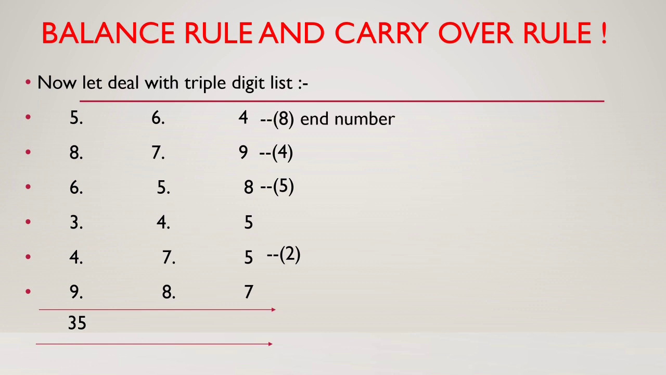So 8 is our end number. We are going to write 8 as it is, and we got our 3 dash. 1, 2, 3 means the carry of 2, 5 and 4. So we write 4 as it is. This was the unit place solution.